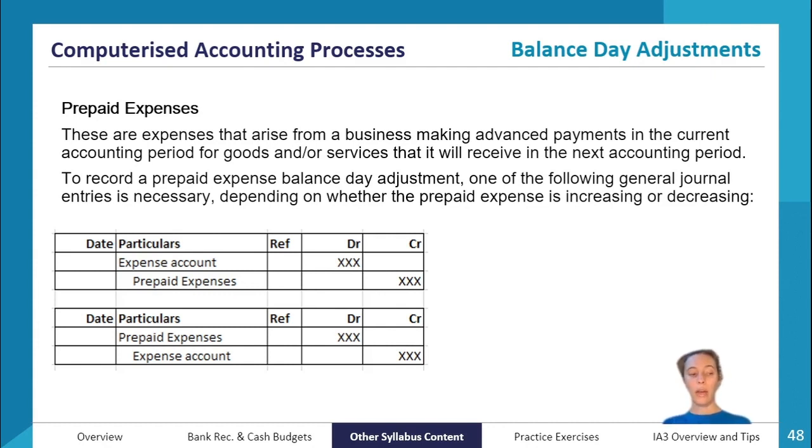Now we're moving on to have a look at some of our balance day adjustments. So we have got prepaid expenses to start with. These are expenses that arise from a business making payments in advance. So in the current accounting period, they are making a payment for goods or services that they aren't going to receive until the next accounting period. So maybe they make a payment for something in June, and then they're not going to actually receive that thing until the next accounting period in July.